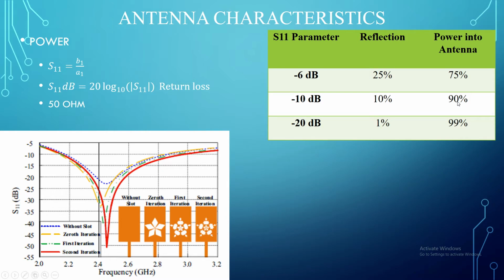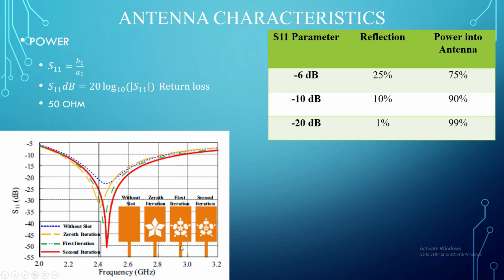Because if you want to harvest energy from the environment, you want all this power to get soaked into the antenna so that you can use this power for lighting a bulb or lighting something very small or something very big. That's the main reason.